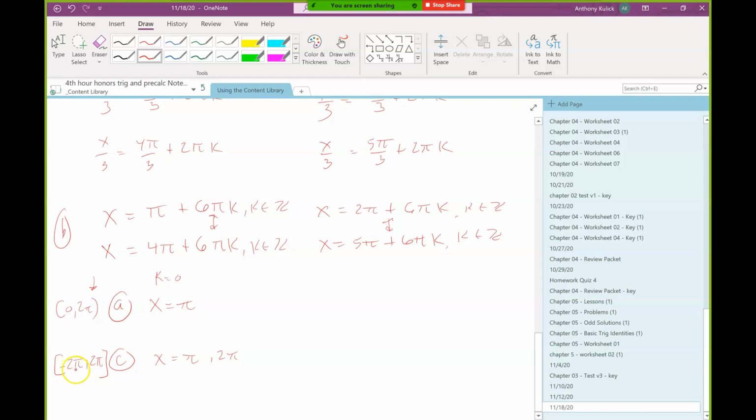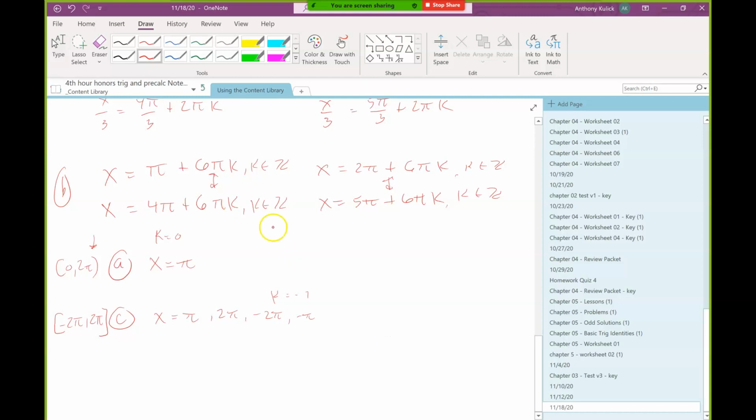Now we have to look at the negative stuff. So we'll do k equals negative 1. This one would give me pi minus 6 pi. That's negative 5 pi. That's too small. This would give me 4 pi minus 6 pi, which would be negative 2 pi, and because it's a bracket, that one is okay to take. And this one would give me 2 pi minus 6 pi. That's negative 4 pi. That's too small. And then this one would give me 5 pi minus 6 pi. That's negative pi. That one will still work. And if I make any of these any smaller, they're going to just be too small, right? So that's all of my answers for C.